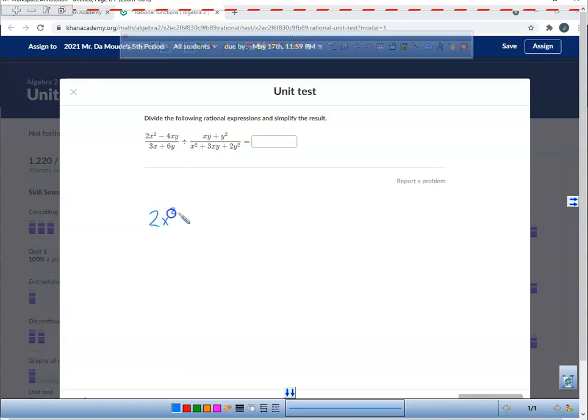2x squared minus 4xy all over 3x plus 6y. That's a division symbol, okay? That's a division symbol. So it says divided by, we've got an xy plus a y squared all over x squared plus 3xy plus 2y squared. Now that's a bad boy right there.